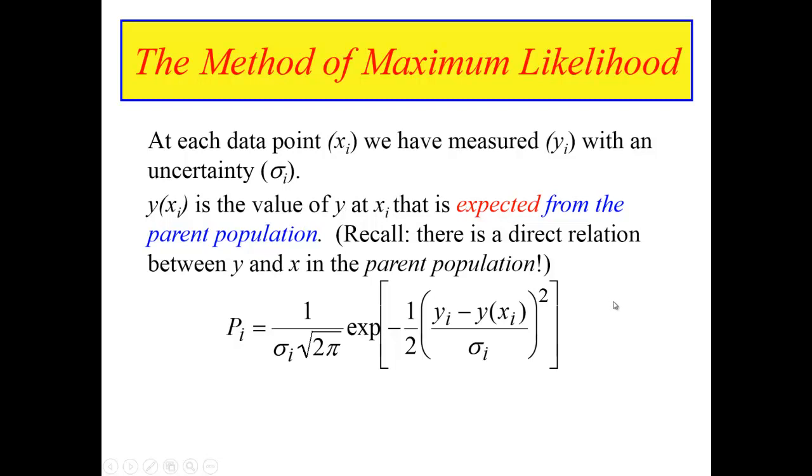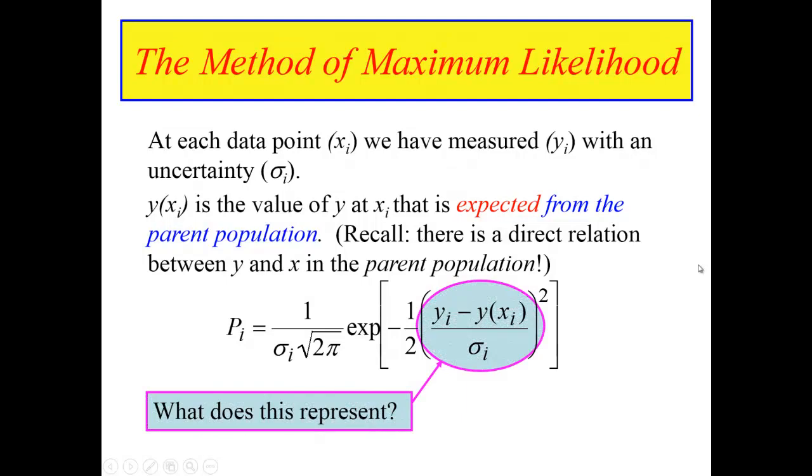So let's think for just a second about what this term inside the exponential function represents. The y sub i of the data point minus the expected y from the parent population function is a measure of how much deviation there is between those two quantities.